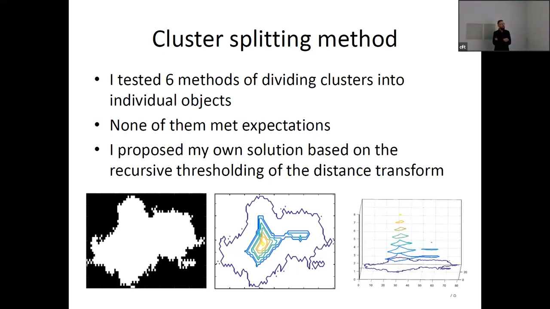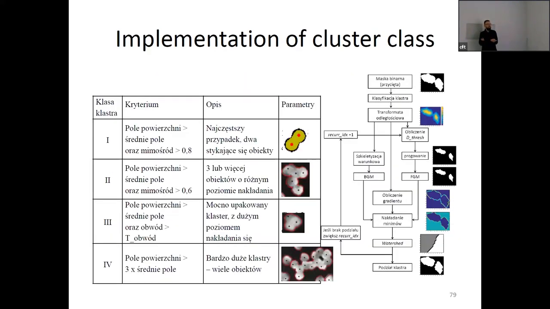So I tested six methods and none of them met the expectations, so I had to propose something of my own. And I established something like an implementation of cluster splitting based on some classes that I appointed to them. So I have four classes of cluster, different classes. So this is the basic example, this is a more complex one. The very hard examples and very big clusters to simplify them.